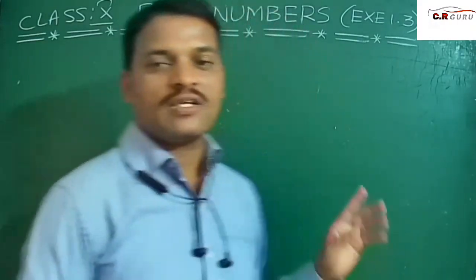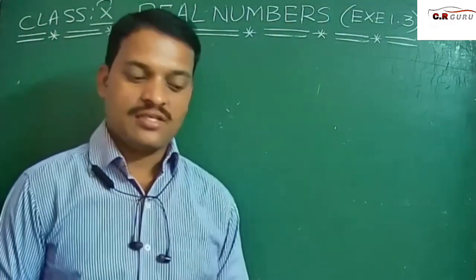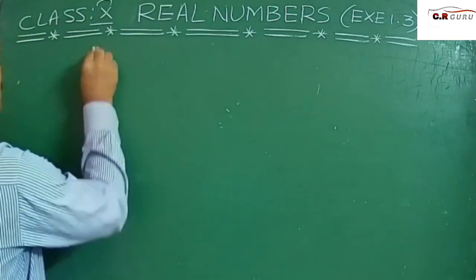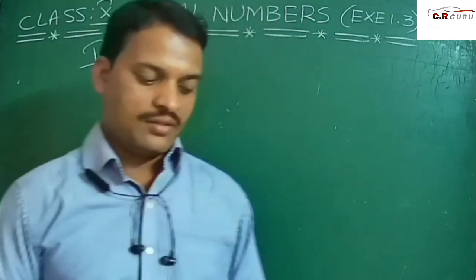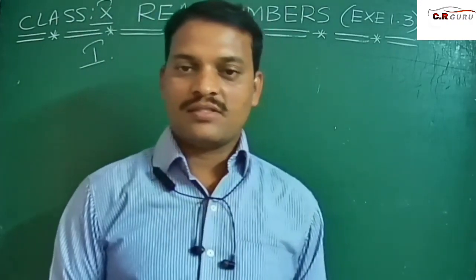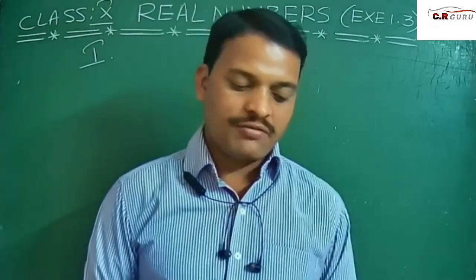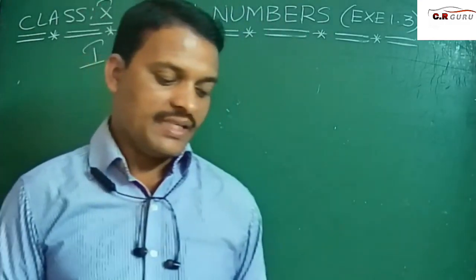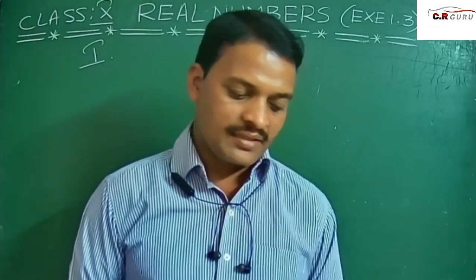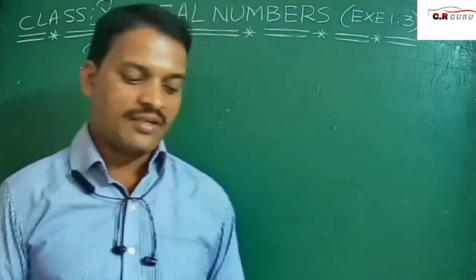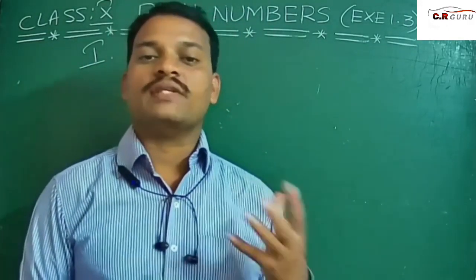Now I will start real numbers, 10th class, exercise 1.3. What is the first problem? When I am explaining, once you refer to the textbook also. Write the following rational numbers in their decimal form, and also state which are terminating and which are non-terminating repeating decimals.